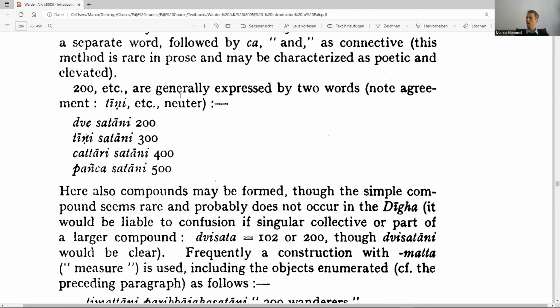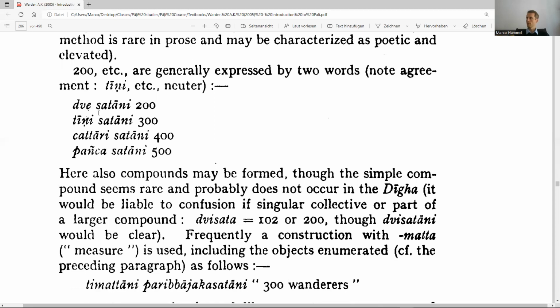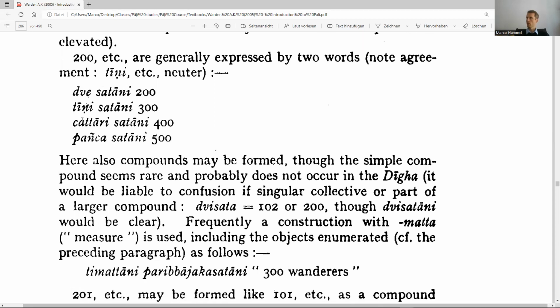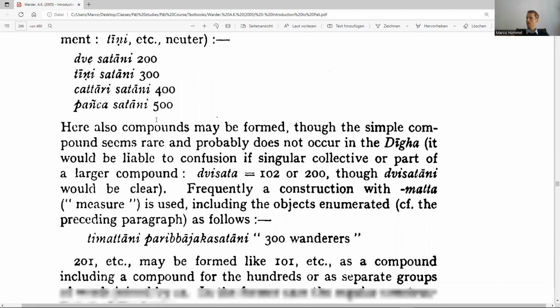200, etc. are generally expressed by two words, note agreement: dve, tīṇi, etc., neuter. Dve satāni, 200; tīṇi satāni, 300; cattāri satāni, 400; pañca satāni, 500.